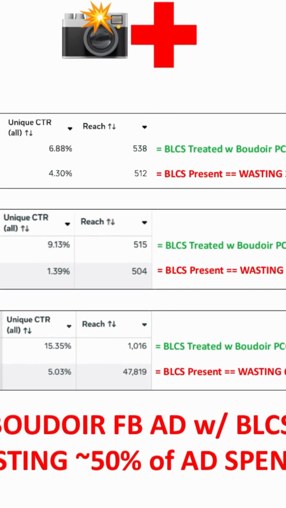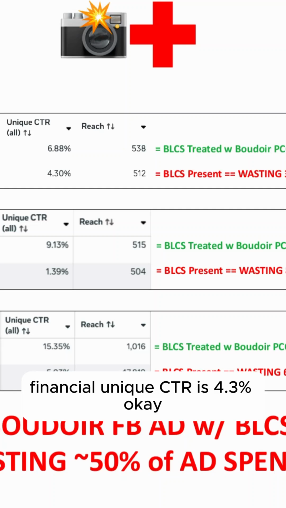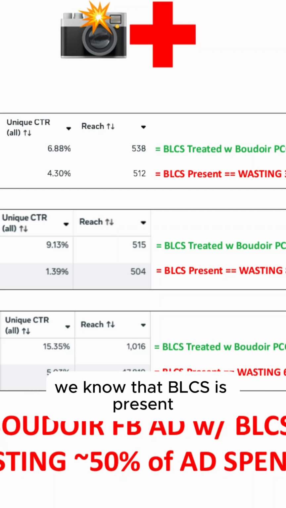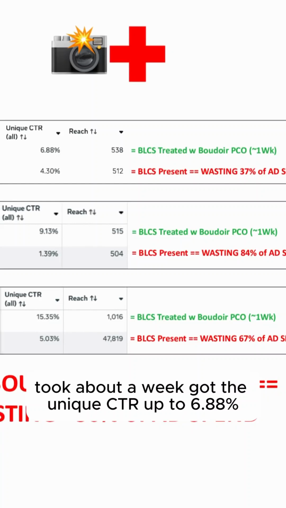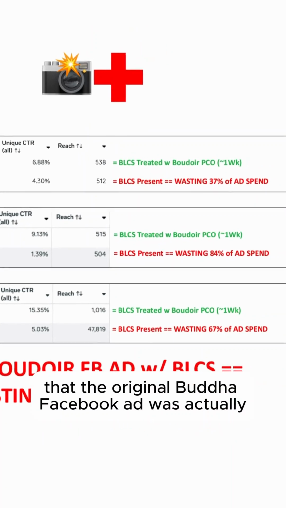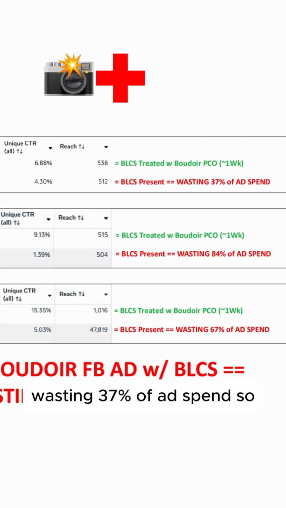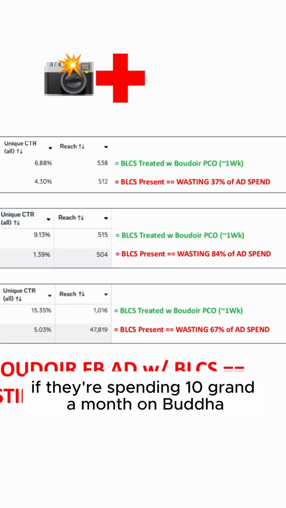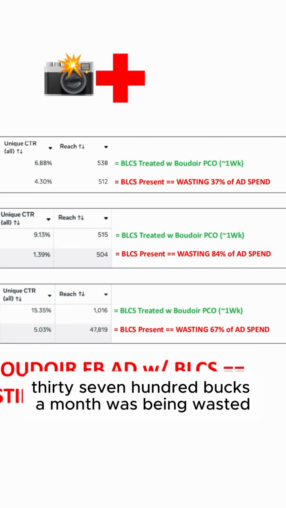So in my residency, I went in, found some Boudoir Facebook ads, brought them back to the hospital, tested them, patched them up. The first one, we tested it and found out unique CTR is 4.3%. When unique CTR is under 6%, we know that BLCS is present. So we duplicated, treated with Boudoir Pico, took about a week, and got the unique CTR up to 6.88%. So we found out that the original Boudoir Facebook ad was actually wasting 37% of ad spend. If they're spending 10 grand a month on Boudoir Facebook ads, 3,700 bucks a month was being wasted.